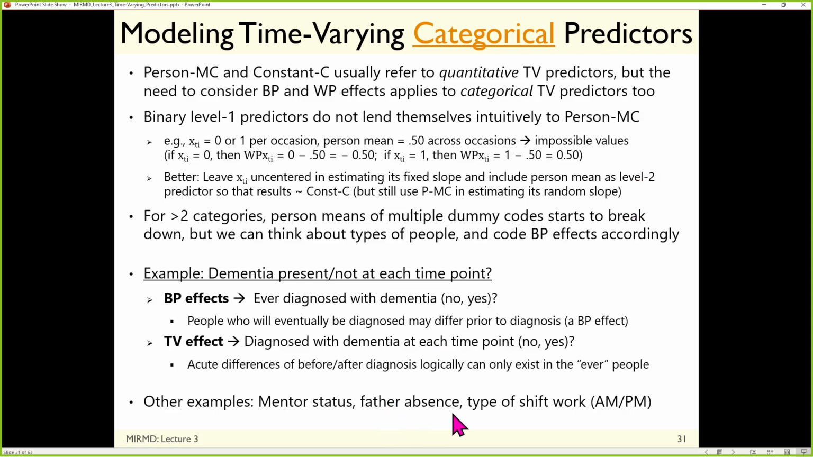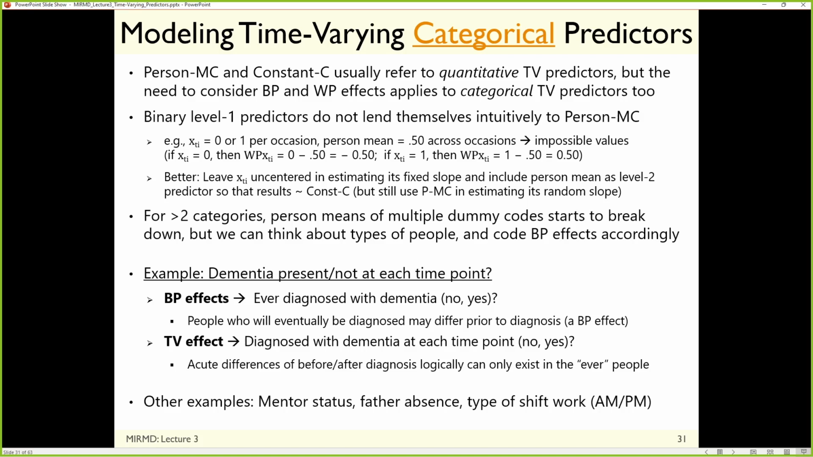Likewise, I've had students look at family composition, and it's not just whether or not you have a father in the household at any given occasion, but whether or not you're from a family that always had a dad, never had a dad, or got a new dad. Those are different kinds of families.